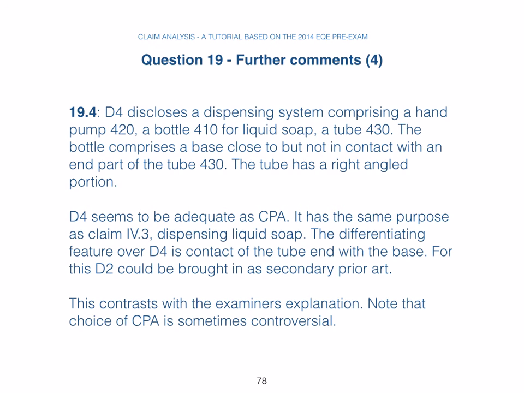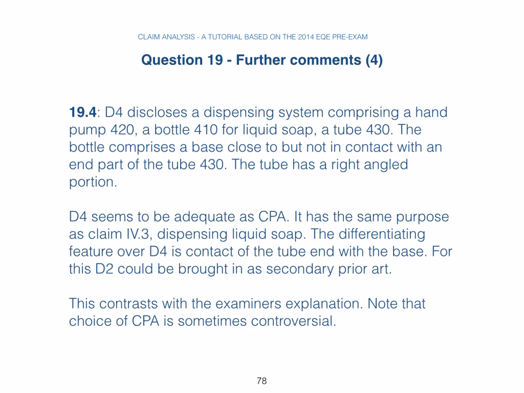Further comments on D4 and 19.4. D4 discloses a dispensing system comprising a hand pump 420, a bottle 410 for liquid soap, and a tube 430. The bottle comprises a base close to but not in contact with an end part of the tube 430. The tube has a right-angled portion. To me, it seems that D4 could be adequate as closest prior art.